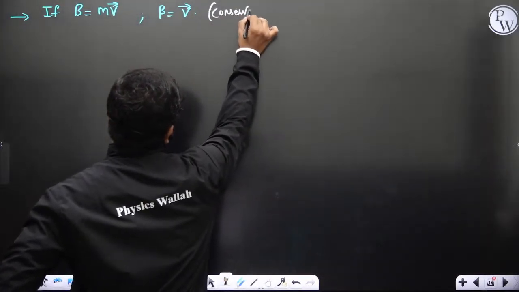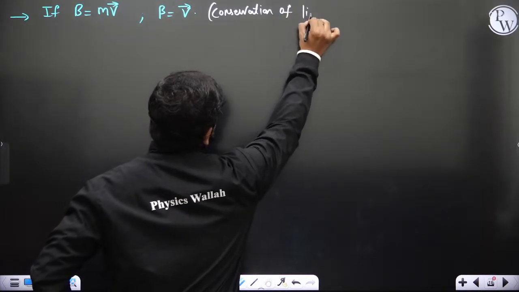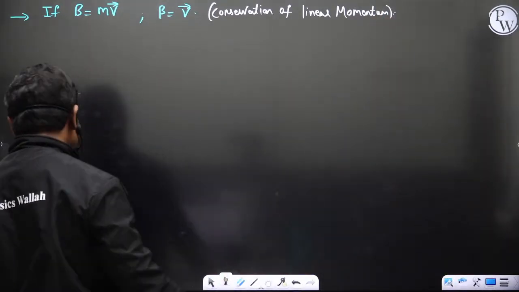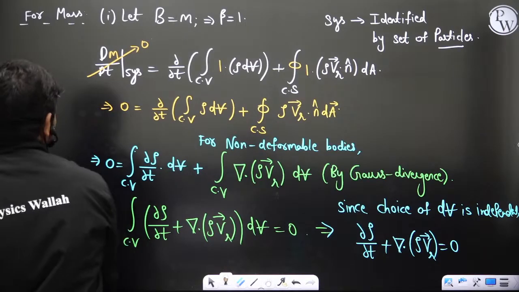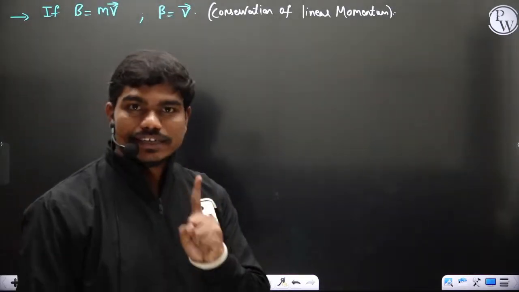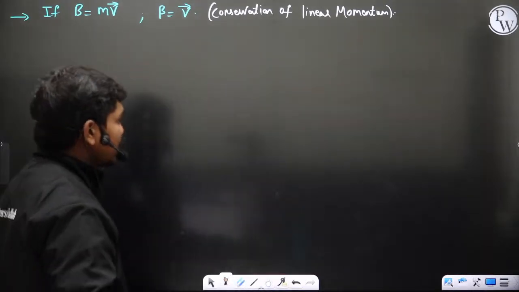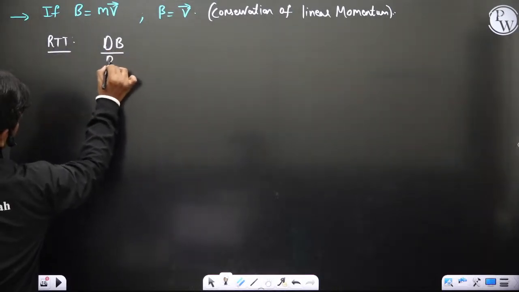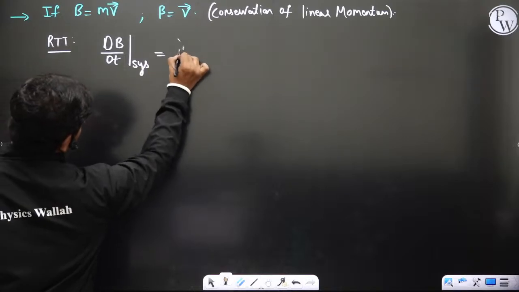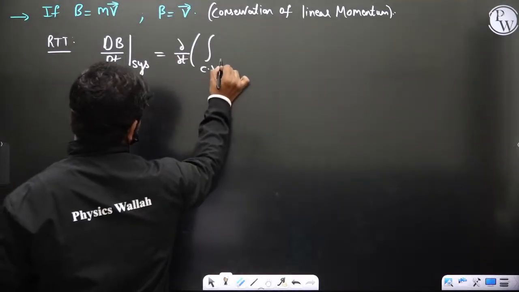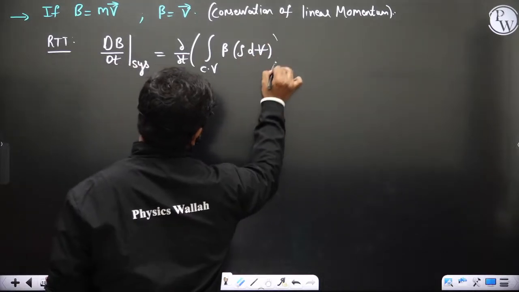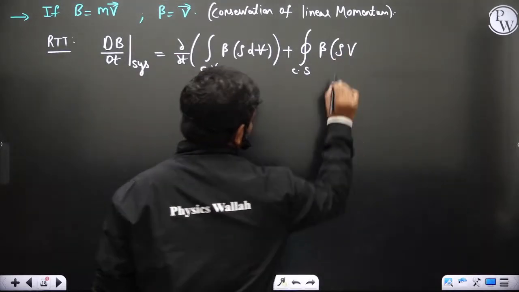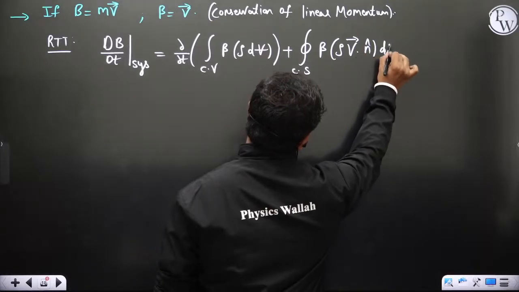Now let us see all the understandings you will get here in this linear momentum. This is conservation of linear momentum, like how the continuity equation is conservation of mass. If you understand this linear momentum carefully, you will understand all the logic involved. So see carefully. As per Reynolds, RTT gives you dB/dt of the system is equal to ∂/∂t of the integral over the control volume of beta rho dV, plus the integral over the complete control surface of beta rho v dot n cap dA. Let me take the control volume as fixed. So this is for a fixed control volume.